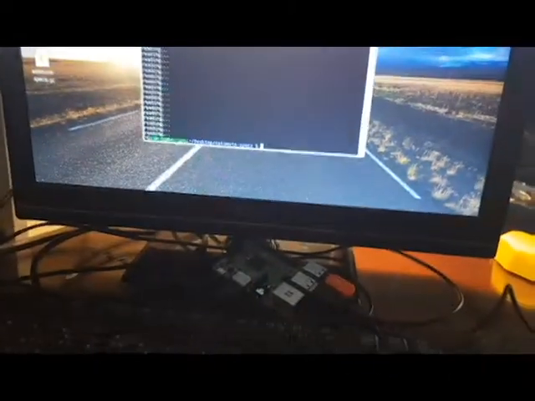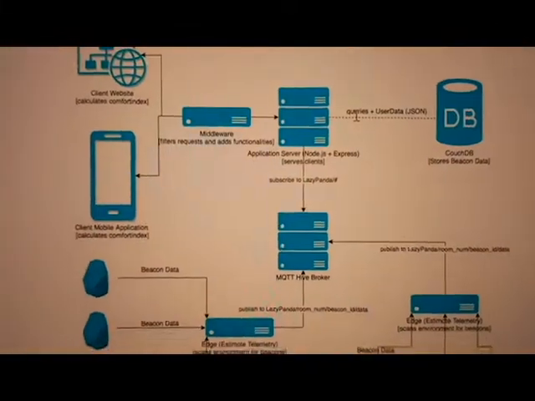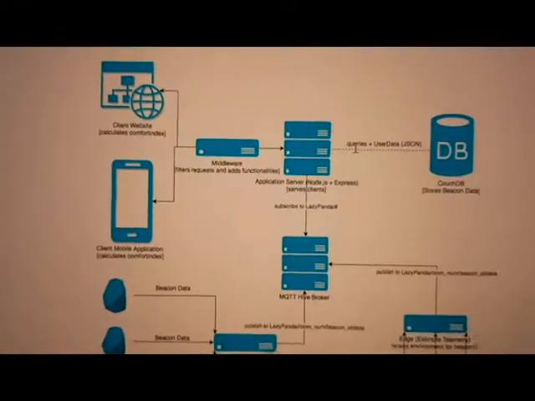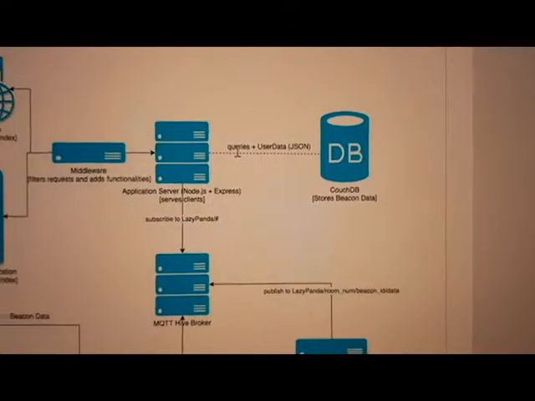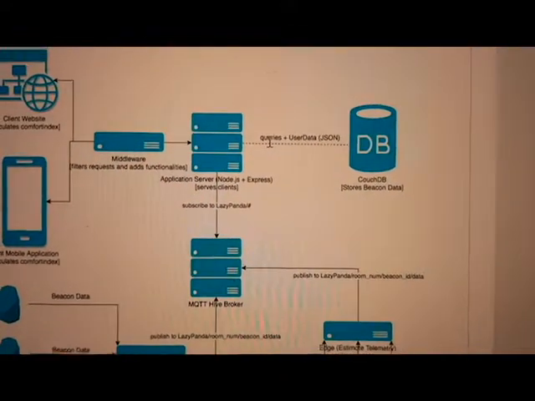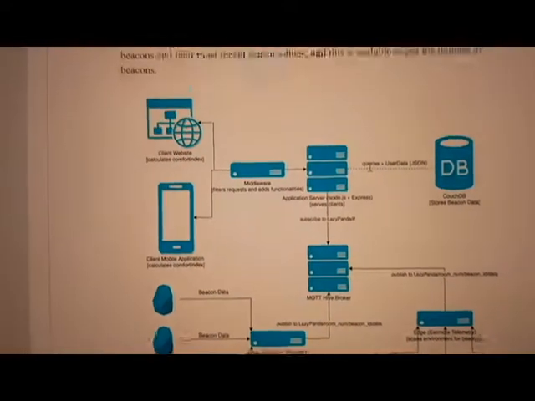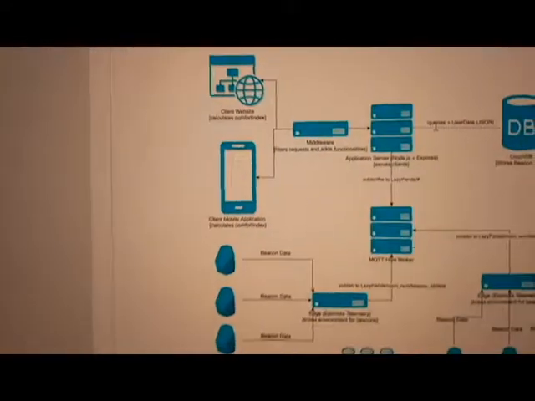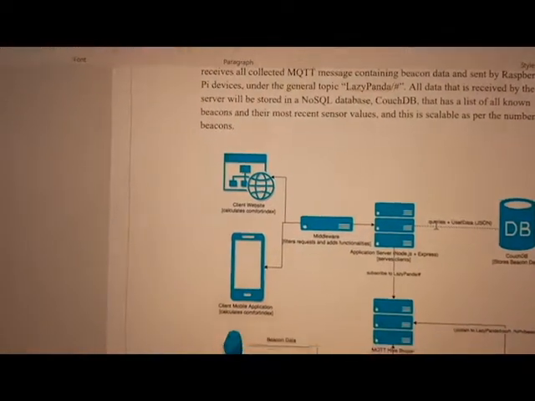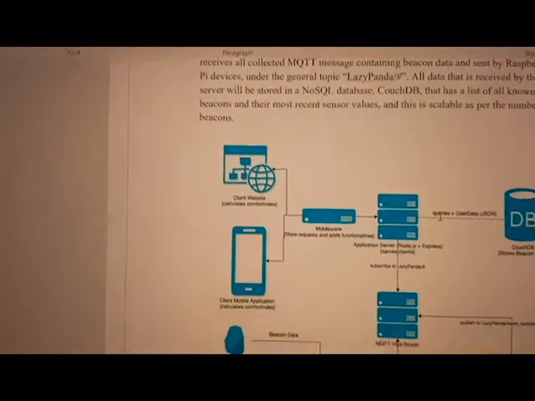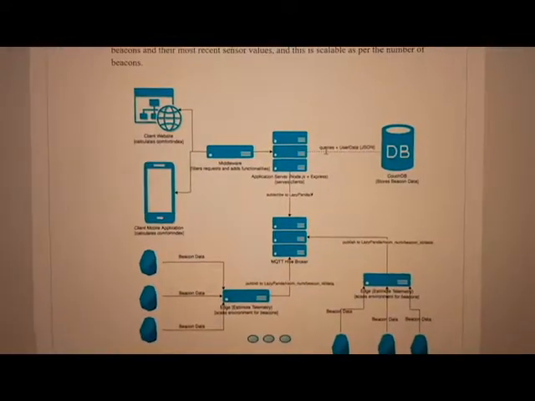The telemetry file runs on the Raspberry Pi, uploads it to the broker, and then our application server, which is using Node and Express, subscribes to this topic and gets the relevant information, and updates it to the database with the most recent value. We're using CouchDB, and in terms of middleware, we're using Cordova and Ionic for the mobile application, and we're using plain HTML with some Angular and normal CSS for the website itself. And that's how our architecture works.